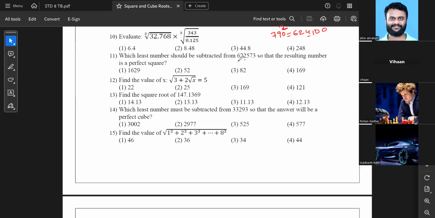Previously I took a big jump because this was 64 and this is 62. This was a big difference. Hence I took a big jump from 800 to directly 790. But now I'll take a small jump. I'll try to square 789. When I square 789 with 789, I'll get 622,521, which is less than this. Now, when I subtract this number and this number, 73 minus 21 gives you 52. That's your answer.